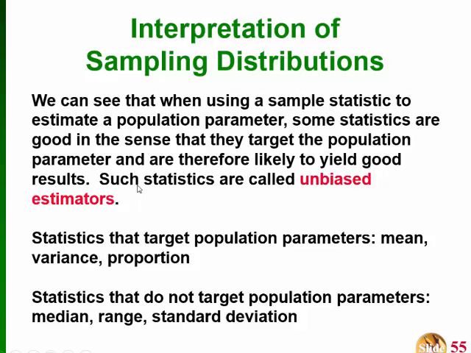If you have good statistics, then those are called unbiased estimators. And the target population parameters for us will be the mean, the variance, and the proportions. Some statistics that are not good targets for the population parameters are the other ones that we found. So we'll be focusing, like I said, on the mean, the variance, and the proportion when we study inferential statistics in Chapter 7.